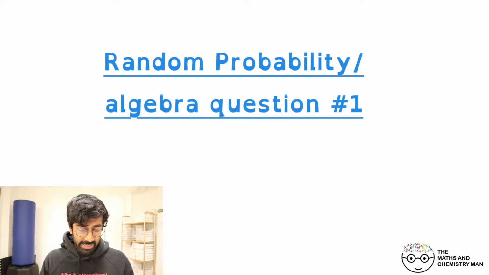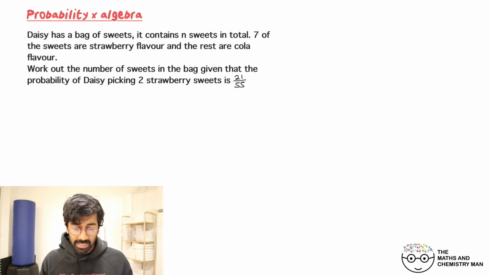Let's have a read. We've got Daisy has a bag of sweets. It contains N sweets in total. 7 of the sweets are strawberry flavor and the rest are cola flavor. What we've got to do is work out the number of sweets in the bag, given that the probability of Daisy picking 2 strawberry sweets is 21 over 55. Okay, so let's see how you get on.